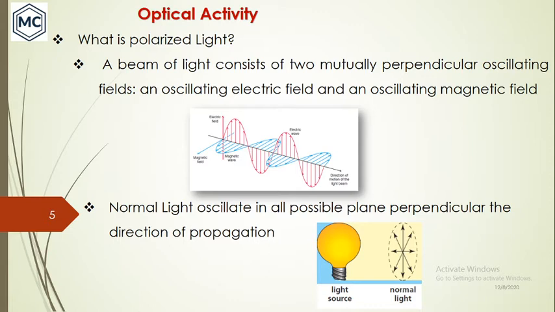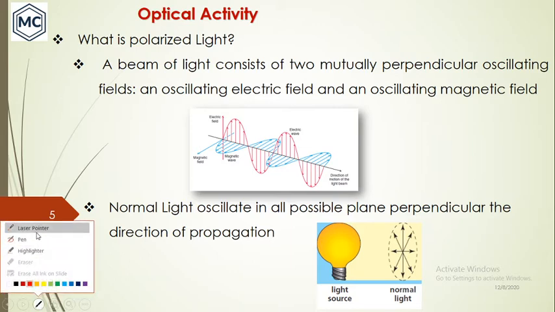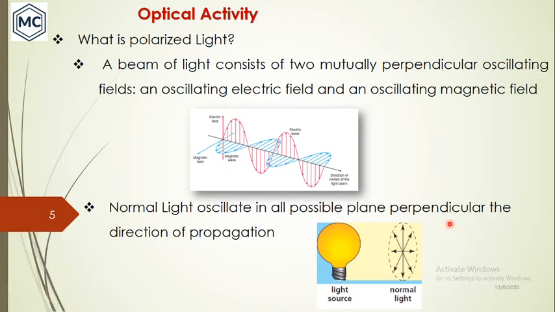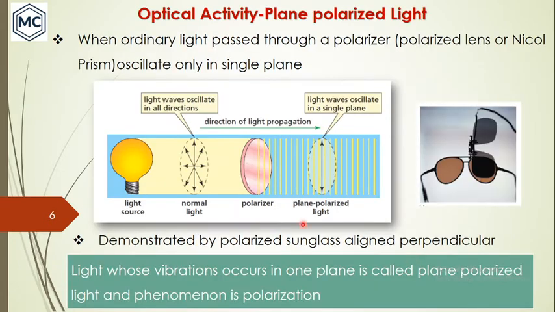What is polarized light? A beam of light consists of two mutually perpendicular oscillating fields, that is, electric field and magnetic field. Normal light oscillates in all possible planes perpendicular to the direction of propagation. Plane polarized light: when ordinary light passes through a polarizer, that is a polarized lens or Nicol prism, it oscillates only in a single plane, that you can see here.